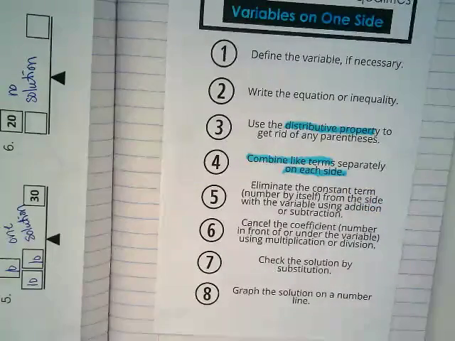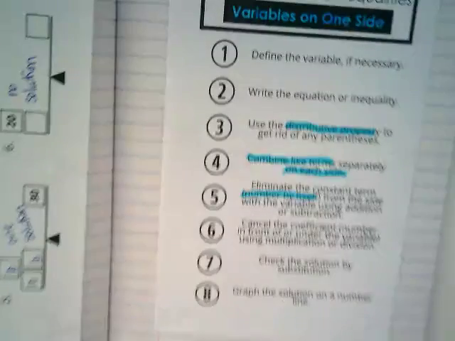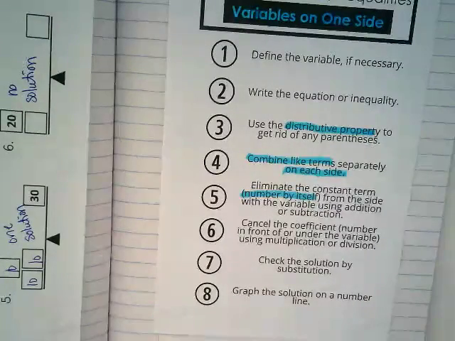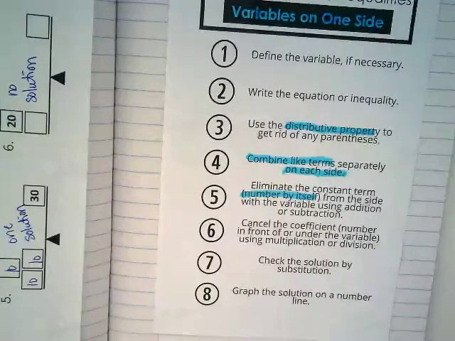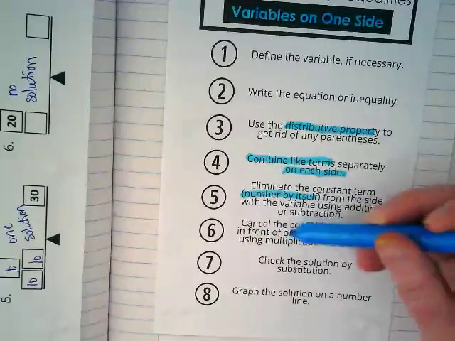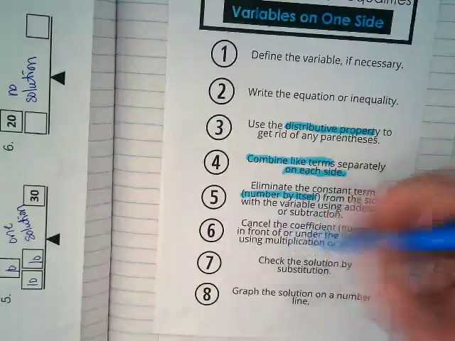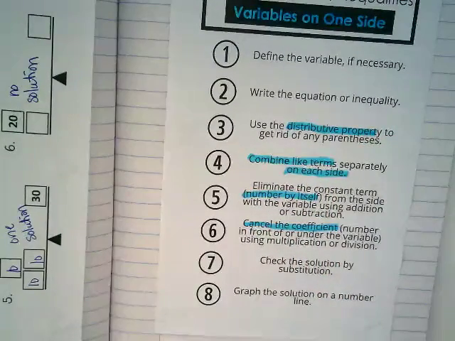Eliminate the constant term. What is that? It's the number that's by itself. Remember, whenever we're trying to isolate a variable, we want to get the things away from it that don't have anything to do with the variable first, and then we can divide away anything that's connected to it, or multiply if it's a fraction. Okay, cancel the coefficient. That's the number in front of or under the variable using multiplication or division. That's when we're trying to get that number that's attached to the variable away from it.